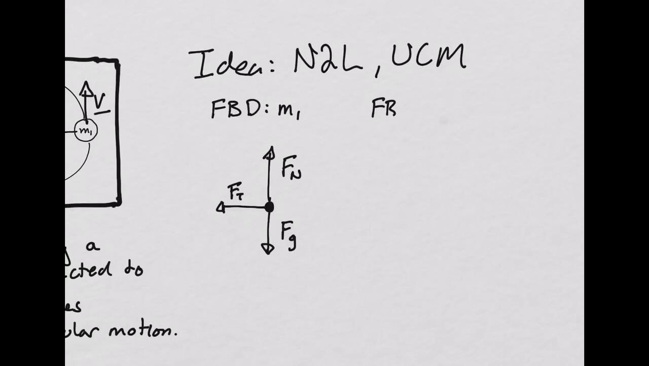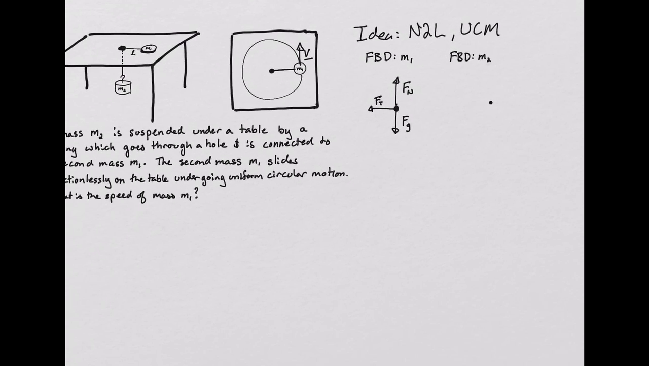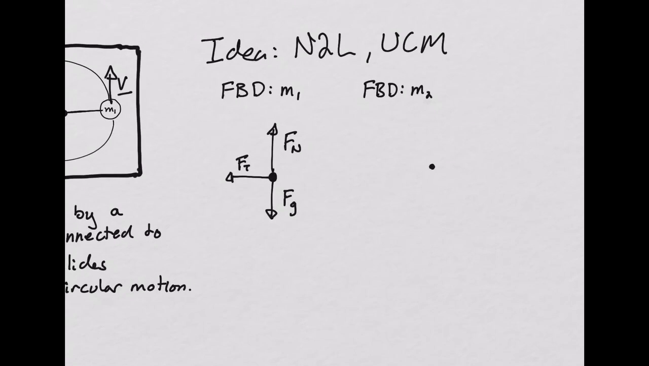The free body diagram for mass M2 is as follows. M2 is hanging suspended under the table. As can be seen here, it will only have two forces that I can recognize. One of them is the force due to gravity, and the other one is the force due to tension.